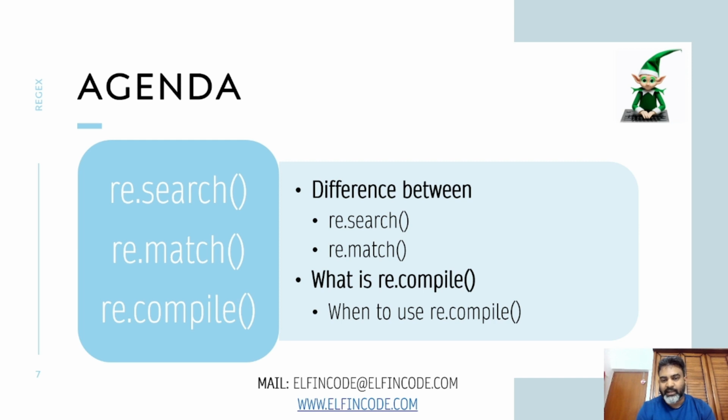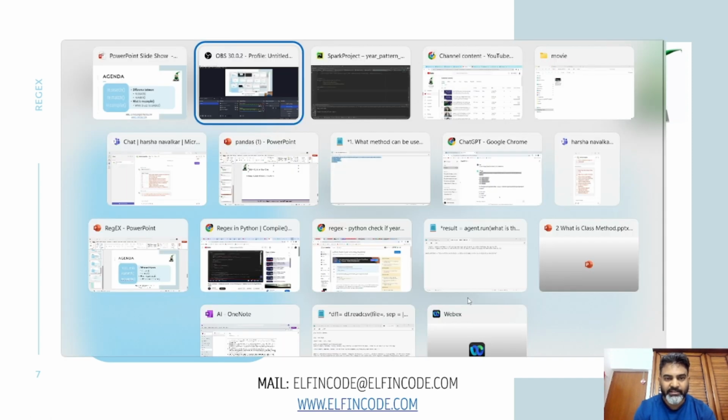So basically re.compile is used to store the compiled cached version of your regex pattern. In case your regex pattern is being used multiple times in your module, then you can keep a compiled version of your regex pattern, and then you can make use of that in every place where you want any kind of pattern searching. Okay, so let us go to the practical area and explore these three functionalities.